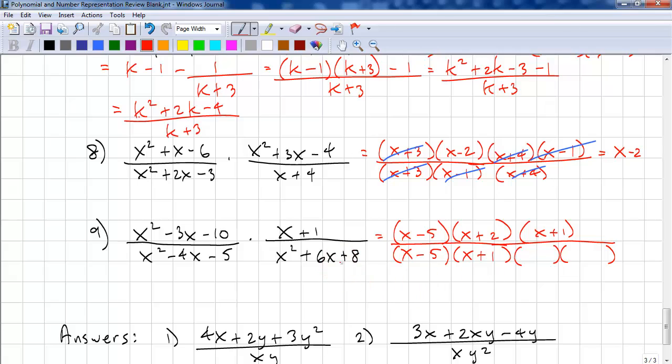This time we have plus, so we need to have a sum of 6. So factors of 4 and 2 add to 6. X plus 2, x plus 4. And again, we cancel. Cancel, cancel, cancel, cancel, cancel, cancel. Our answer is not x plus 4 because we have a 1 in the numerator. And that completes the answer key.